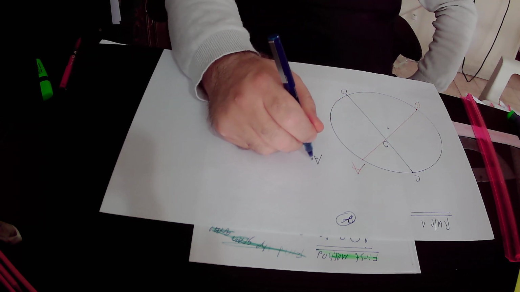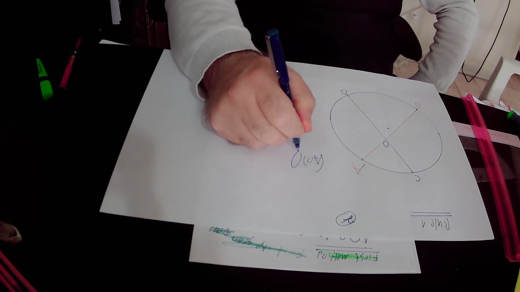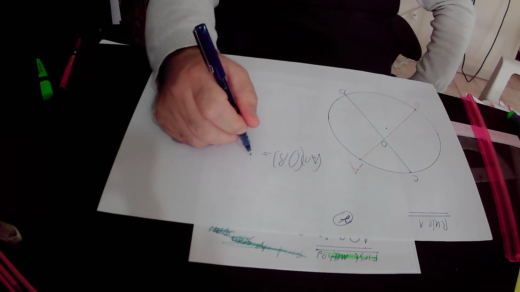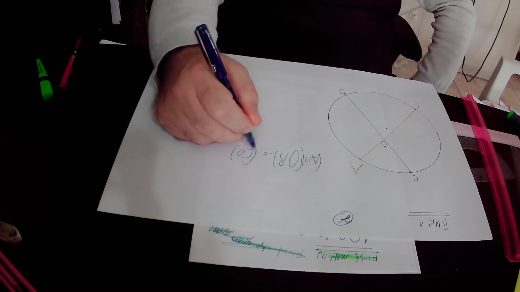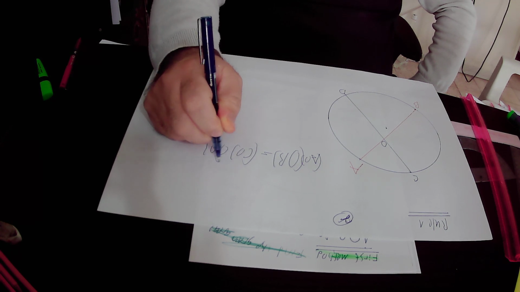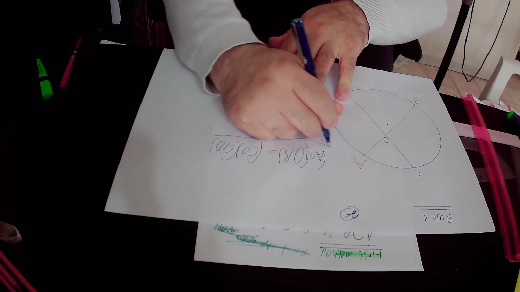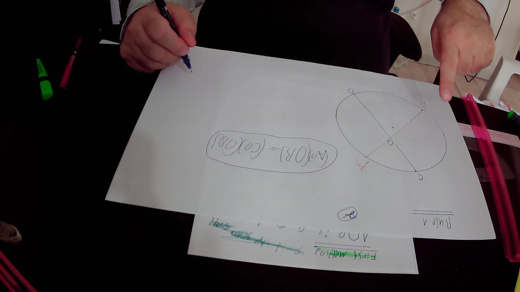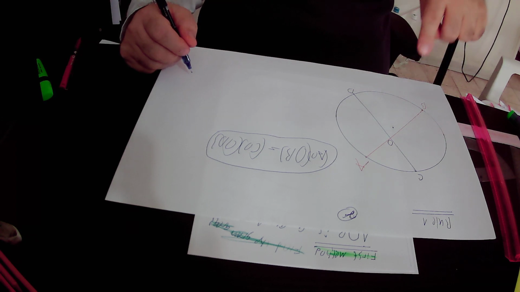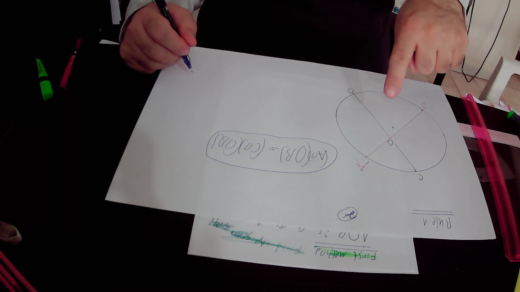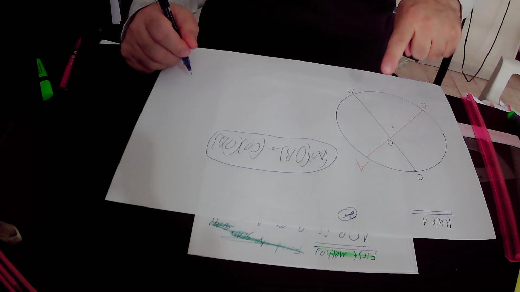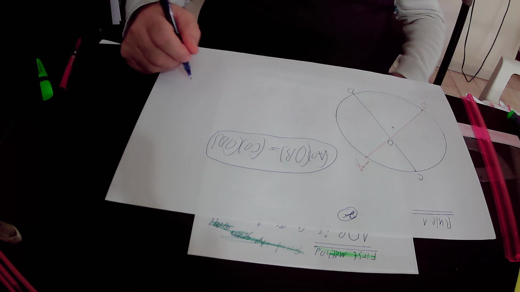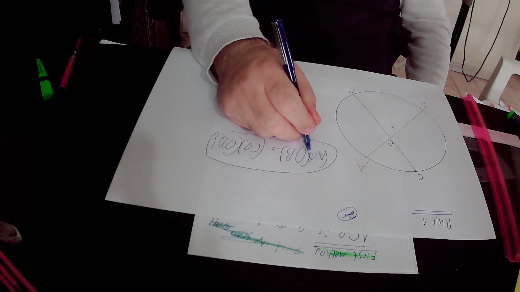That AO times OB equals CO times OD. I'll repeat again rule number 1. According to rule number 1, if chord AB intersects with chord CD at point O, the intersection point of chord AB with chord CD, then AO times OB equals CO times OD. Okay?